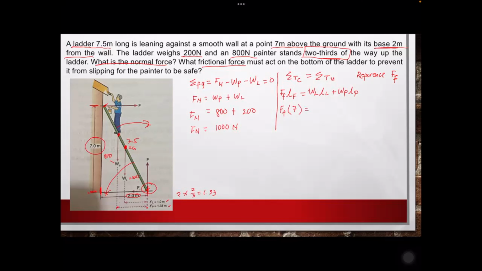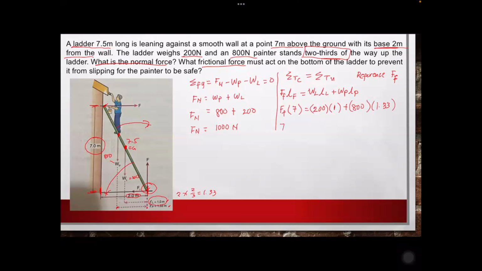Is equal to yung weight ng ladder natin ay 200. Ano yung lever ng ladder? This will be 1. Ito from here. Plus weight ng person which is 800 multiply ng lever niya is 1.33.